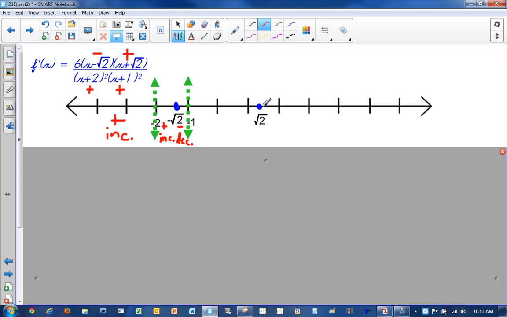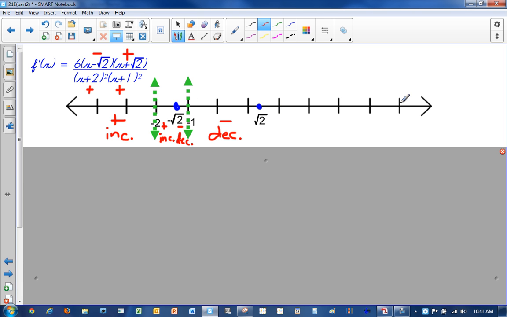All right, looking between negative 1 and root 2, let's try a number like 0. 0 minus root 2 is still negative. 0 plus root 2 is still positive. The denominator is always positive. So this whole thing is negative, meaning that the function is decreasing everywhere between negative 1 and positive root 2.